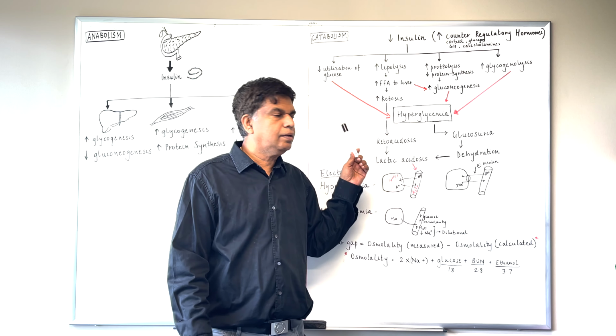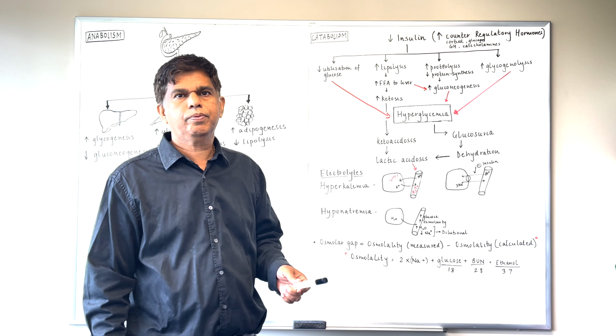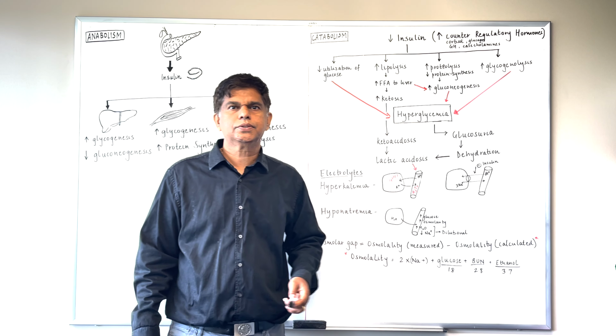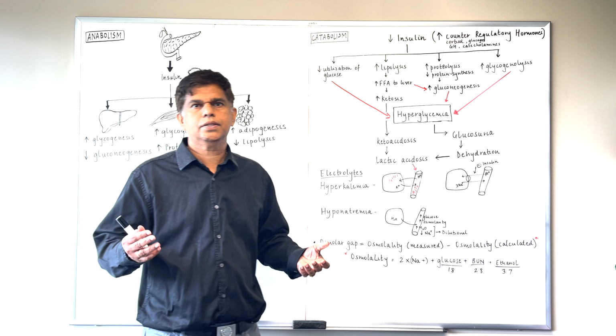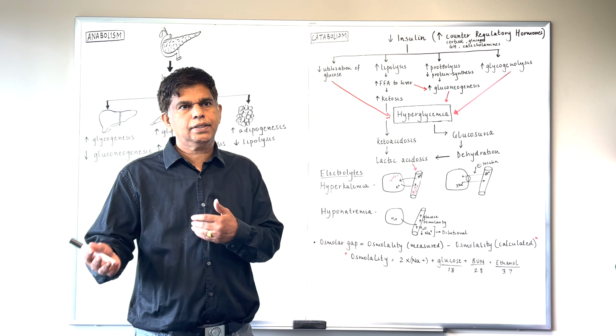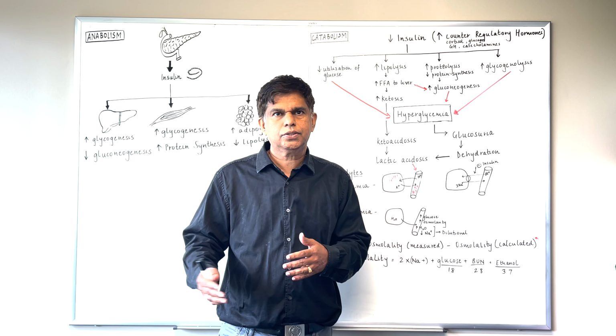Tell me the types of ketones in the blood. When you check, what will you find? What are the main ketones? Acetone. Yes, acetone. You can say acetoacetic acid, which is converted into acetone. What is the other one?